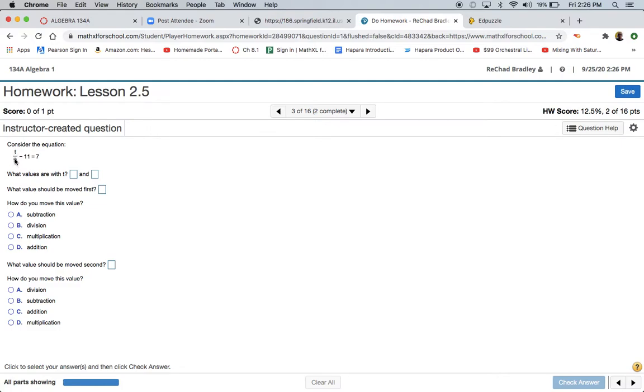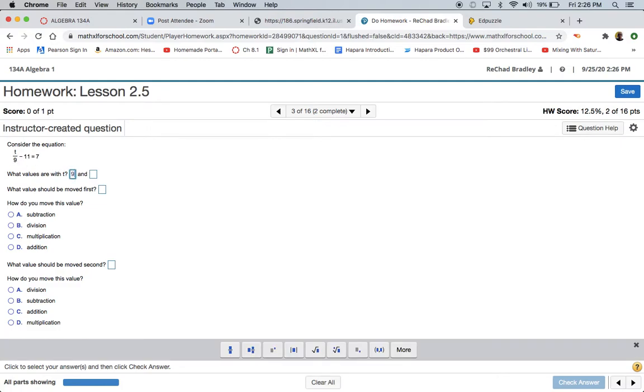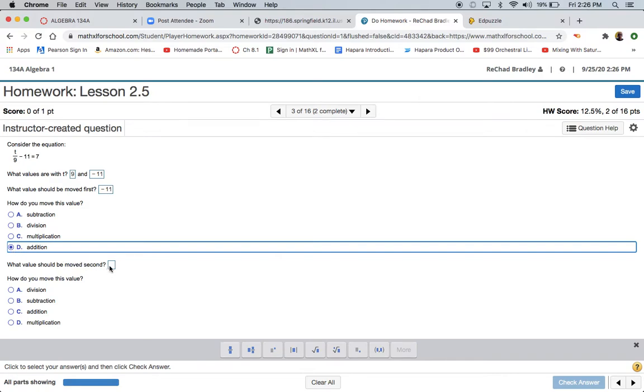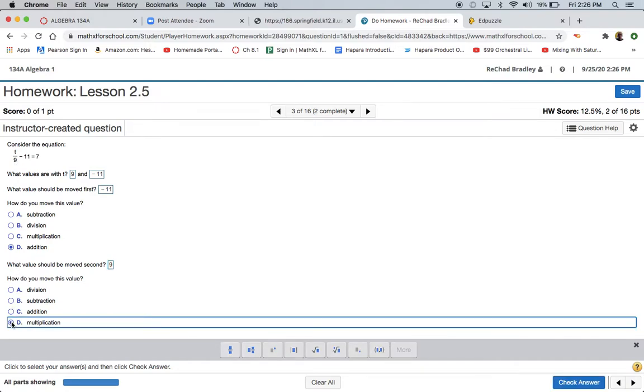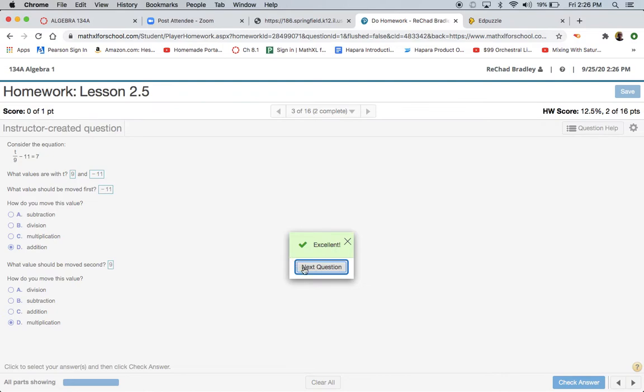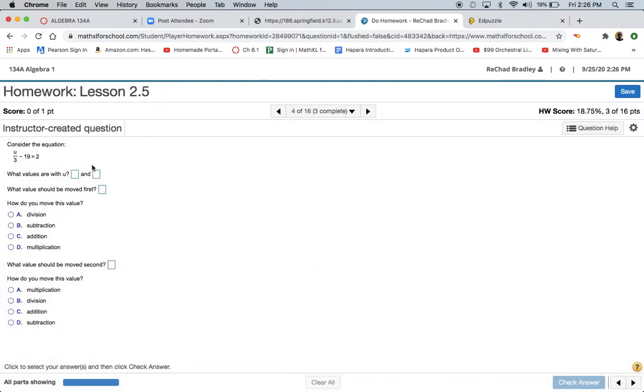The values with T are 9, and don't forget you have to respect the sign, negative 11. The value that should be moved first is this negative 11. If that is minus 11, it means the opposite would be addition. The value that should be moved second is this 9. If that's T divided by 9, the opposite would be multiplication. Again, in order to move that value, you must use the opposite operation. That's the part that we have to start getting used to.